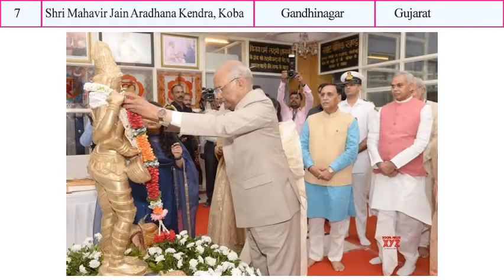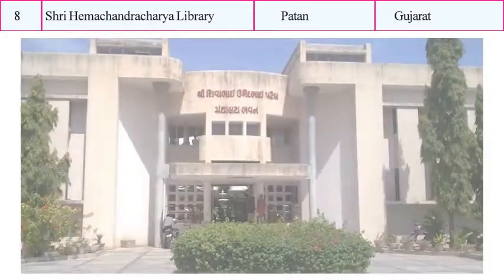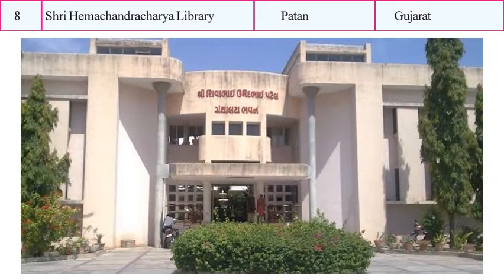Then Mahavir Jain Aradhana Kendra, Koba, Gandhinagar, Gujarat. This is one of the Jain museums that our President Shri Ramnath Kovindji is inaugurating. Shri Hemchandracharya Library, Patan, Gujarat. This has a very big collection of books, because the literature is also part of our heritage, and it has one of the rarest literatures of Indian history.